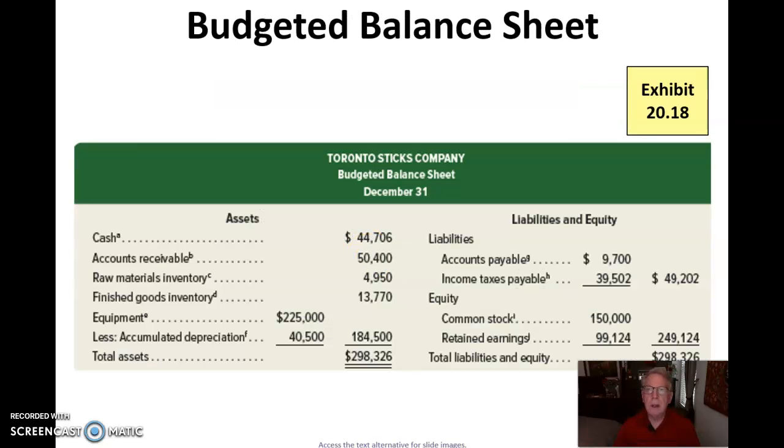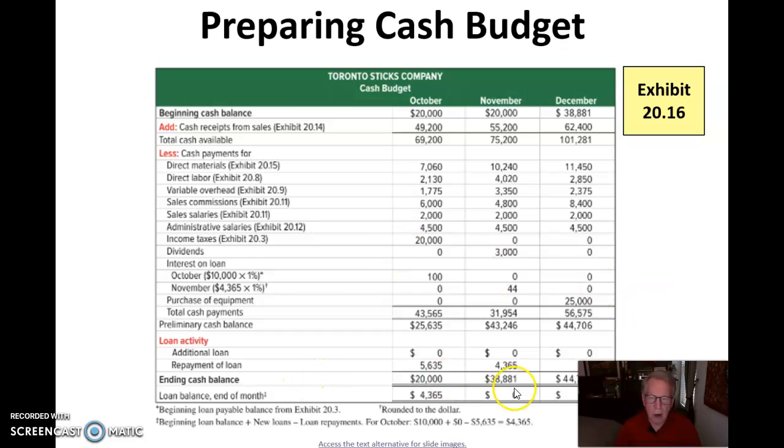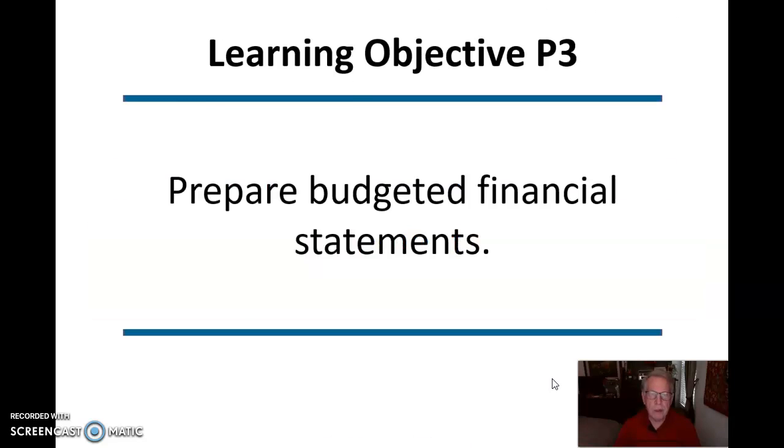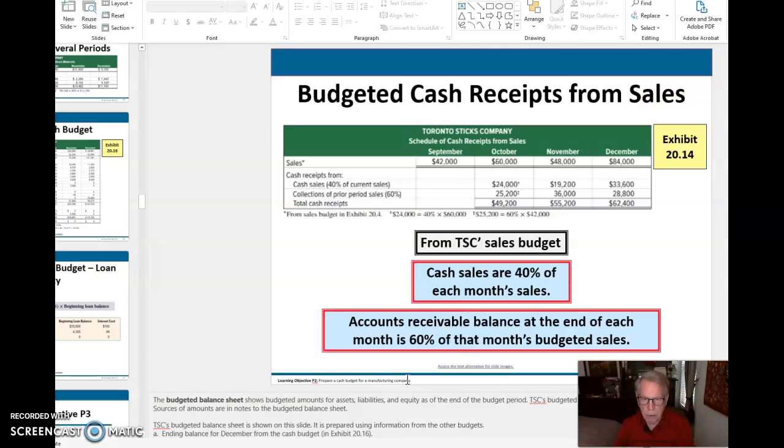Okay, now we have a balance sheet. Here we can pick off that cash, 44,706. If I come back here, our ending cash balance was 44,706. So you can see easily where we get that, and the accounts receivable, raw materials inventory, all of this comes from the budgeted financial statements.